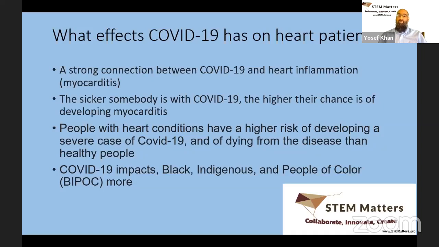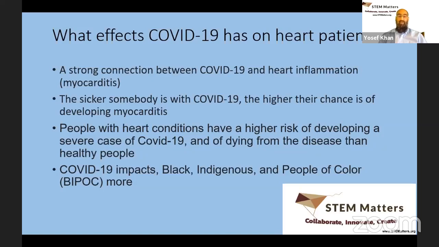The inflammation of the heart is what we would call myocarditis. So we have seen an increased occurrence of myocarditis in individuals who have COVID-19. We've also seen that the sicker somebody is with COVID-19, the higher chances of developing myocarditis. We've also seen that people with heart conditions, underlying heart conditions like heart failure or having a stroke or perhaps atrial fibrillation or things of that nature, those individuals have a higher risk of developing severe COVID-19 and perhaps even dying from the disease.